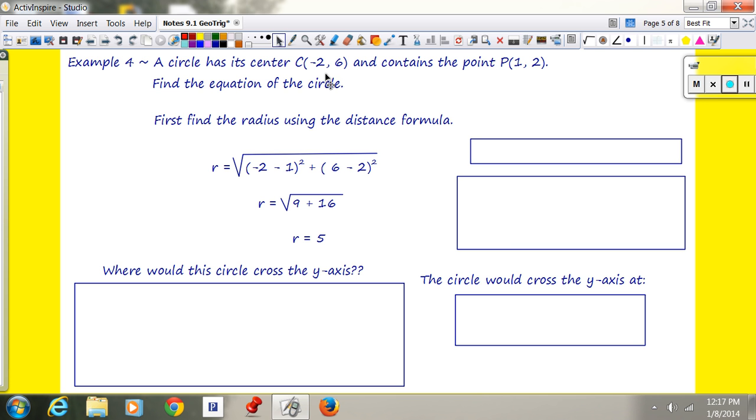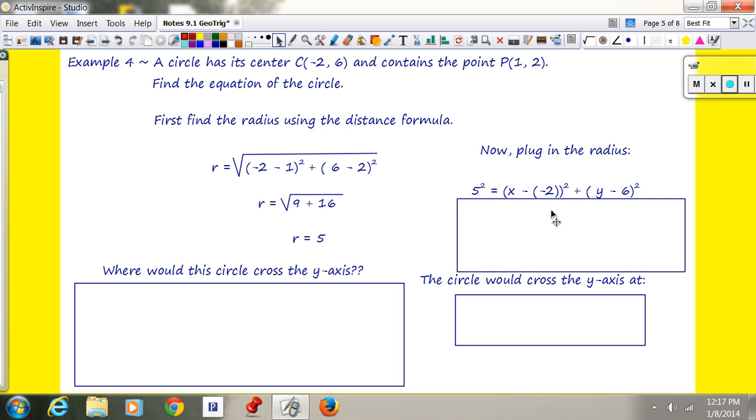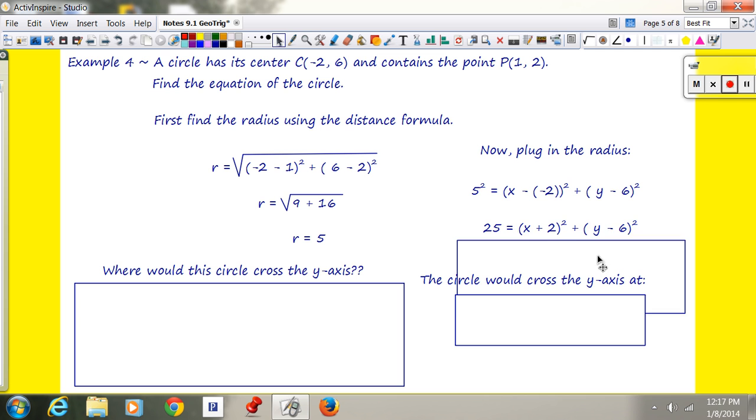Now we know the center and we now know the radius. So let's plug in the radius. So we got the 5, the radius. The center is negative 2 and 6. So x minus negative 2 plus y minus 6. And now you just simplify everything. And you have it. 25 is our simplified there. This is going to come out to x plus 2 squared, and this is going to be y minus 6 squared.